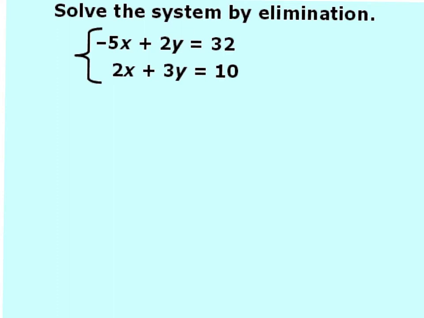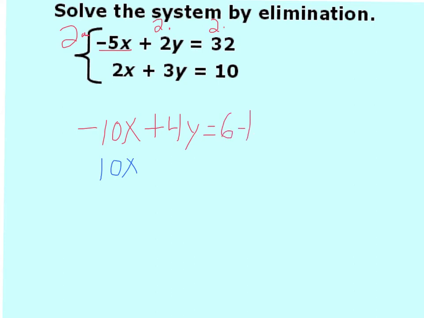I want the top number to be negative 10x, and I want the second equation to be positive 10x. And I'll show you what I'll do. To make this turn into this, I'm going to multiply everything on top by 2. So I'm going to multiply this by 2, this by 2, and this by 2. And here's what I end up with. Obviously I get negative 10x, then I get plus 4y, and then I get 64.